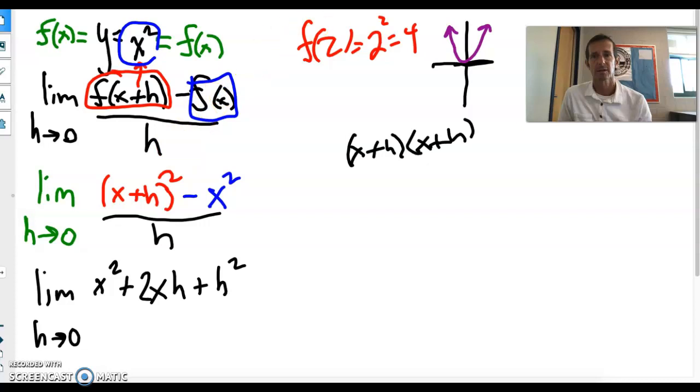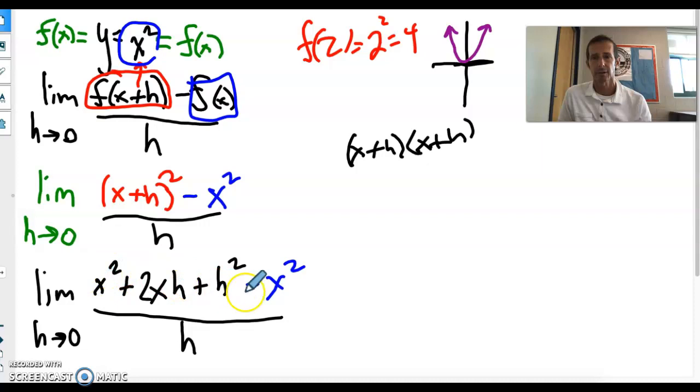So that's the stuff in red. I should have kept it in red. This is all the parentheses in red. I'll switch to blue. So then the only other part of this is minus x squared. And that all is over top of h. So now things are kind of cleaning up for me. I've done the algebra. I've squared that.